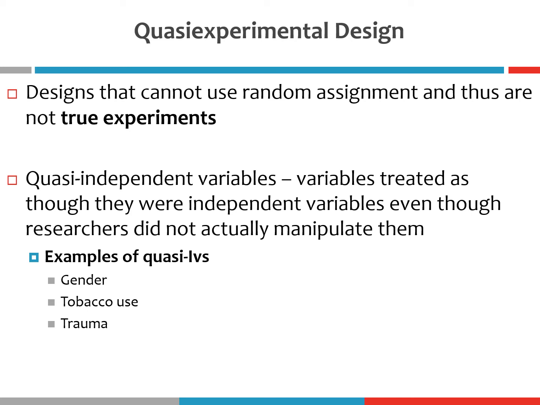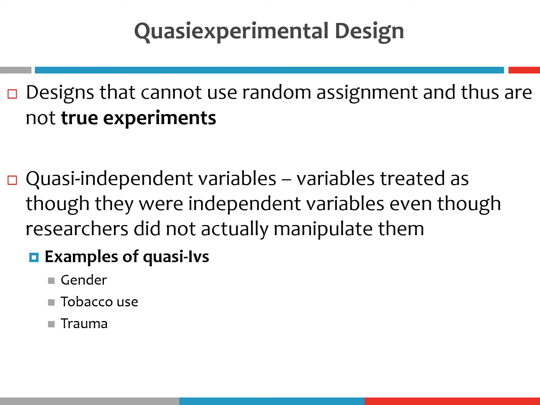Obviously, trauma is a significant obstacle, something that can have a profound negative influence on someone. So it wouldn't be ethical to force these children to experience trauma for the purpose of research, right? So just like we did with the other quasi-IVs, we would instead look for children who had already experienced trauma, okay, and compare them to children with no trauma history, okay?